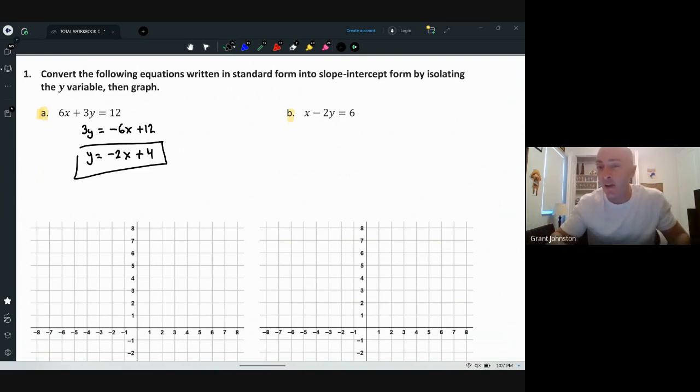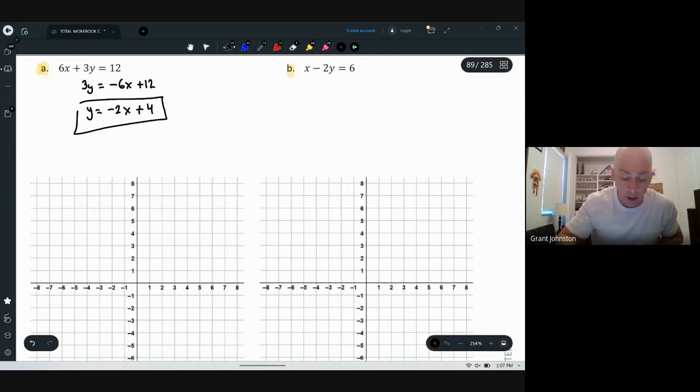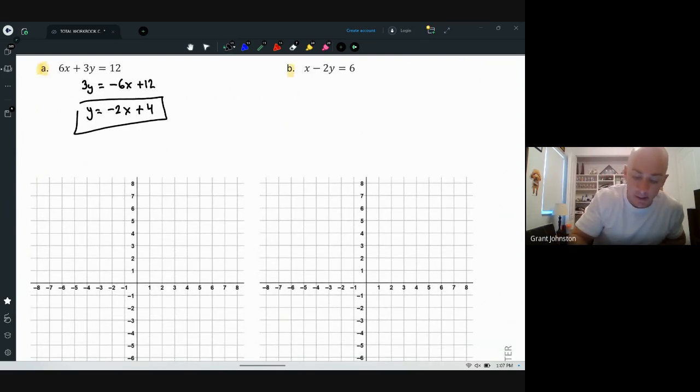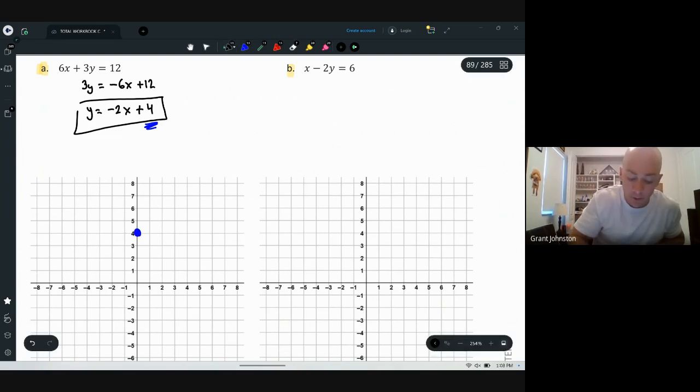So it does say and graph it. So let's go ahead and graph that. Our y-intercept is that 4, right? So we're going to start up here at 4. And our slope is negative 2. So I'm going to go down 2 over 1. And it's graphed.